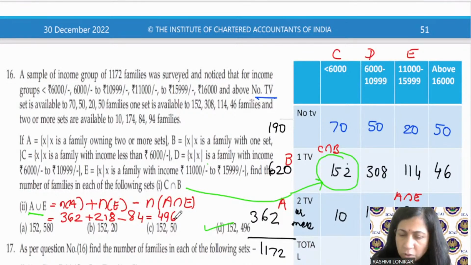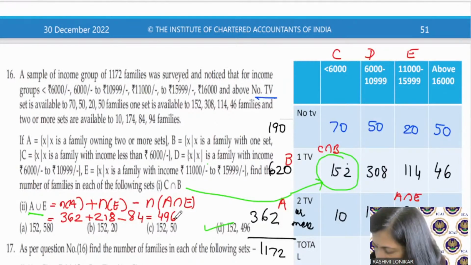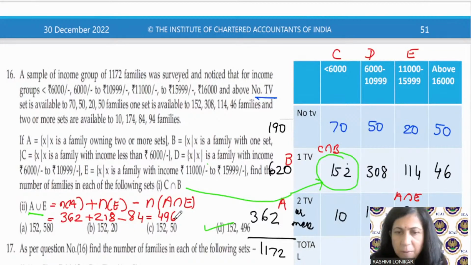Yes, Ritu, I have shown all the numbers. So you have to do it this way. Understood? Good. So just draw this, use the concepts that you have learned, and then you will be able to find the answer.